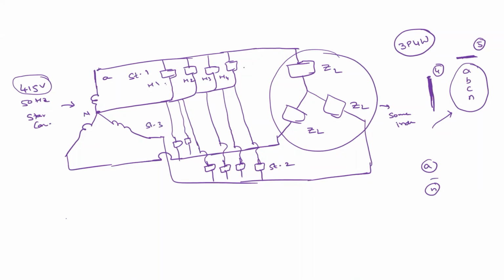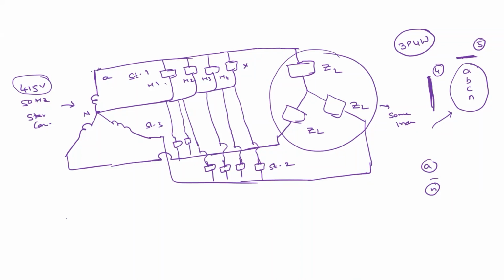For example, this street is having no power. What does that mean, while street 2 and street 3 have power? One phase is out. There is something wrong with this A phase. Maybe that fuse is blown or something.